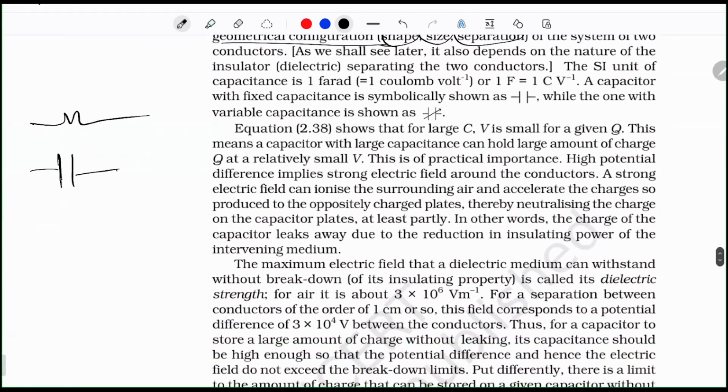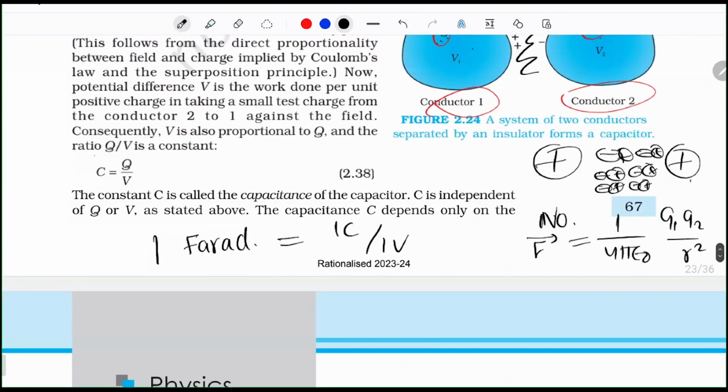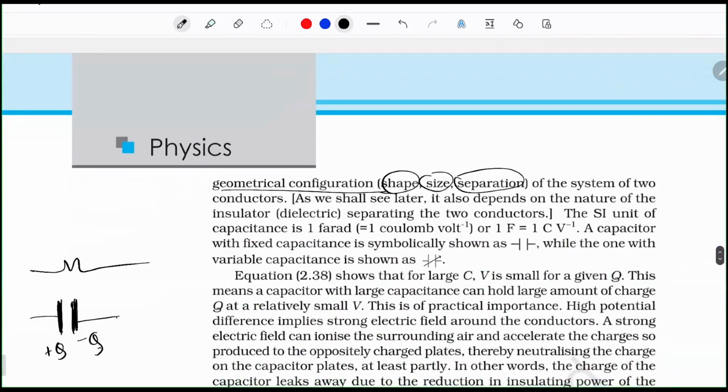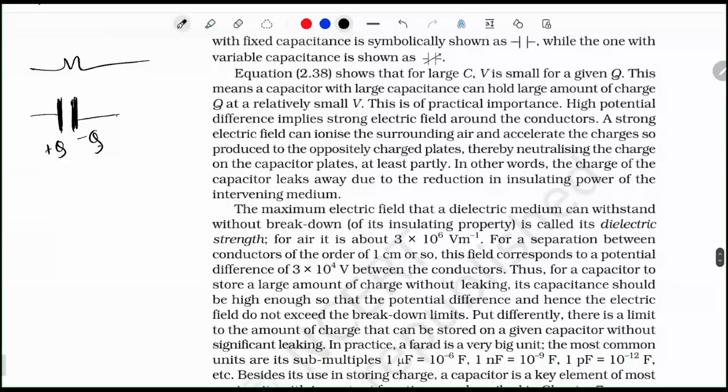The way this is a representation, because this is one of the positive plates, you have a plus Q on this one, and this has negative Q. Okay, you see it's basically the same diagram, represented in a more compact way. Sorry.